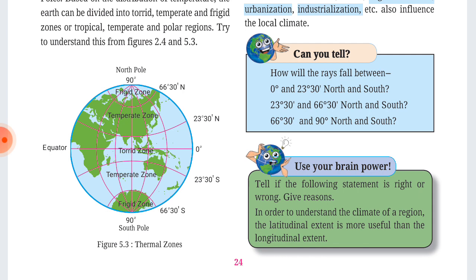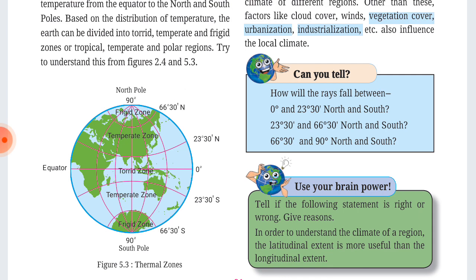Now, these parallels of latitude are divided into 3 zones: the torrid zone, which mostly comes under the tropical region, then the temperate zone coming under the temperate region, then the frigid zone, which mostly comes into the polar region. Now the tropical region, which is around the equator, comes under the torrid zone.